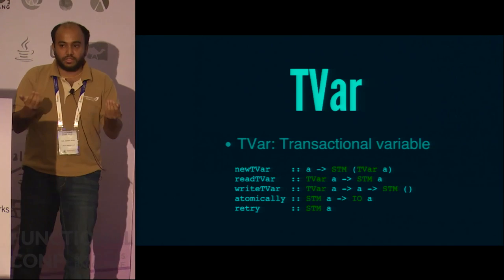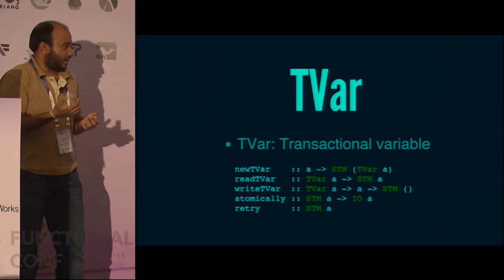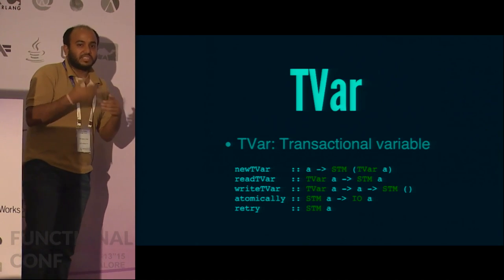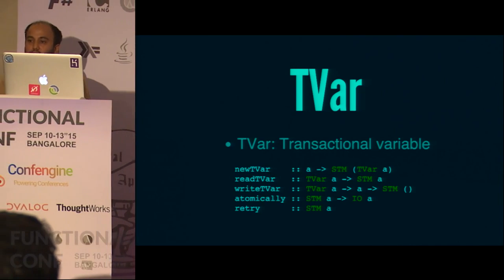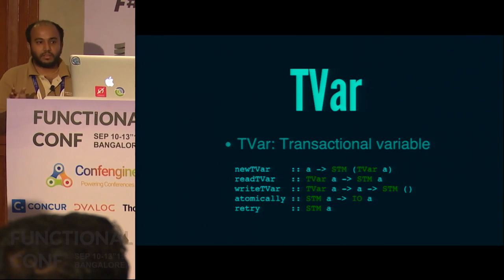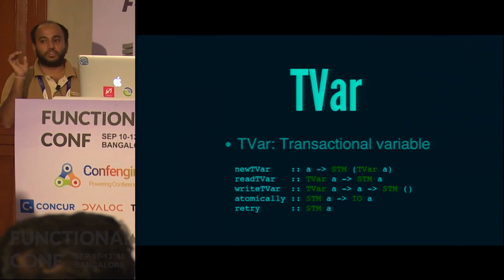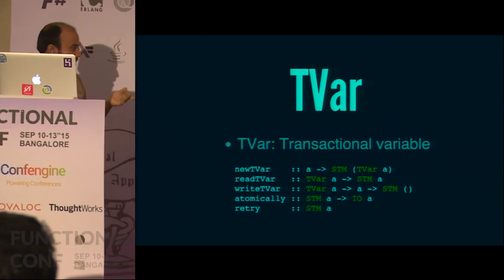You actually need to run something at the end, right? You can't have just a transaction there and never run it in IO, because things always run in IO. So atomically will take your STM transaction and run it atomically, as it says, in IO. That's it. You create an STM transaction, you give it to atomically, and it's atomic. Retry is the last thing.